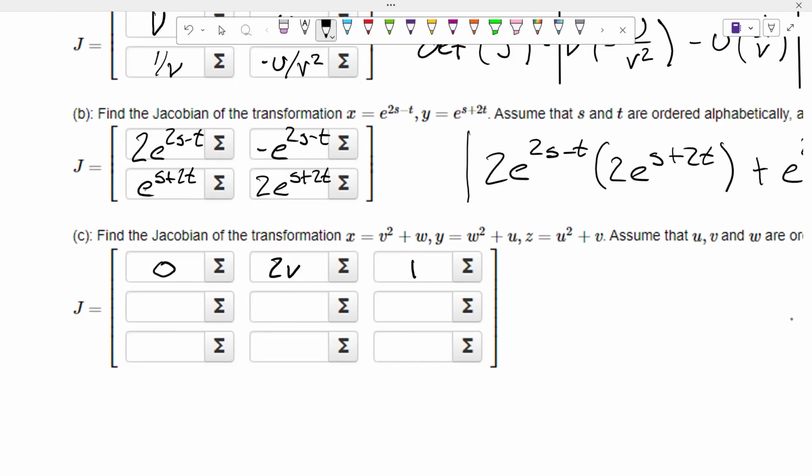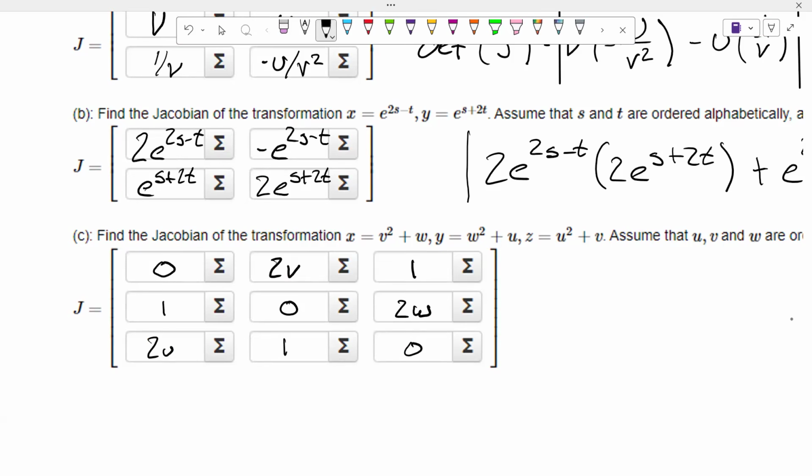Next on the list, Y with its partials. Y partial U looks like it's 1. Y partial V is 0. And Y partial W looks like 2W. And lastly, Z's partials. Partial U is 2U. Partial V is 1. Partial W is 0.